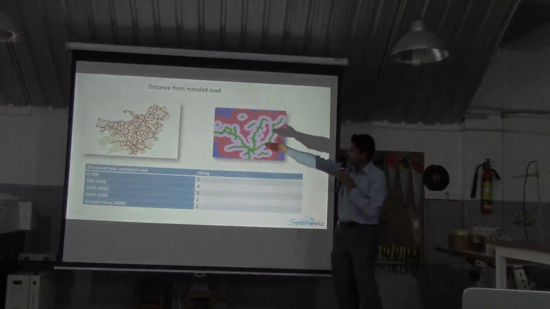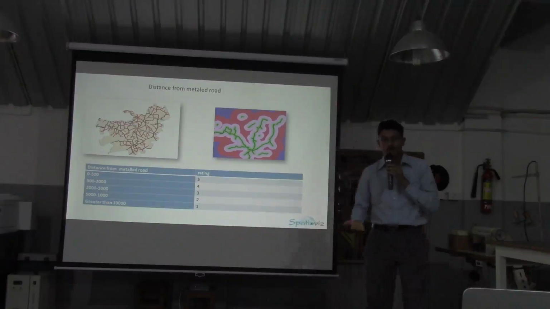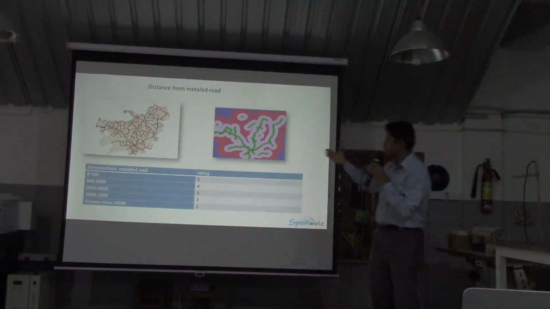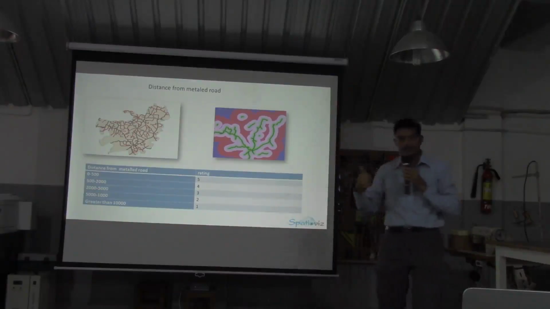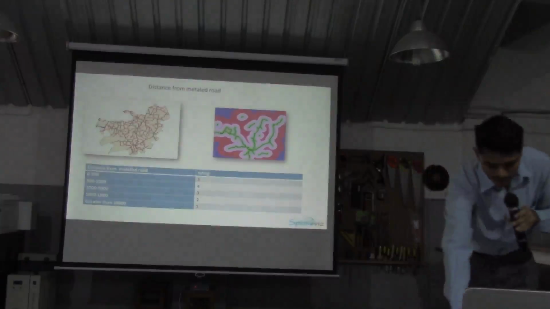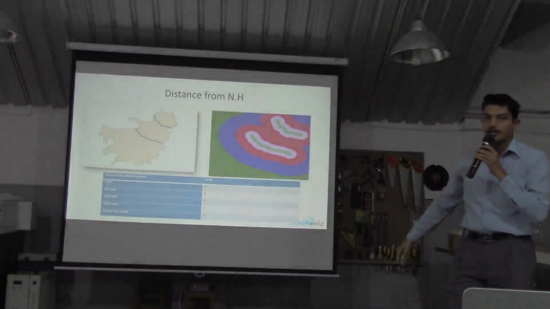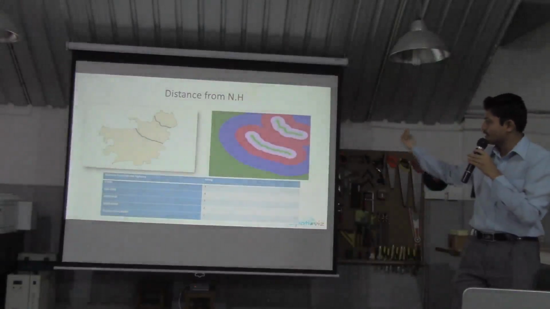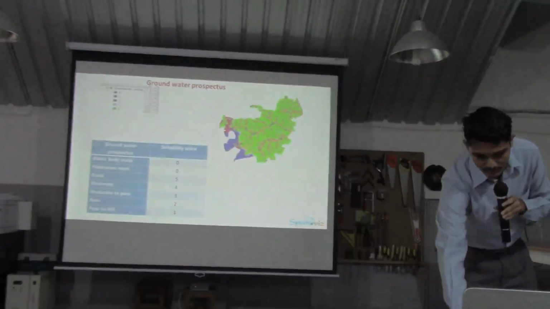So what we did is we took the data set of all the roads in that particular area, the metalled roads and unmetalled roads. We did something called a buffer analysis. So every 500 meters there is a buffer, the next 500 to 2000 meters there is another buffer. So we had another value there also. Similarly, there are two national highways passing across Anekal, and again 500 meters from the national highway, 1000 meters from the national highway, 10 kilometers from the national highway, what are the ratings?